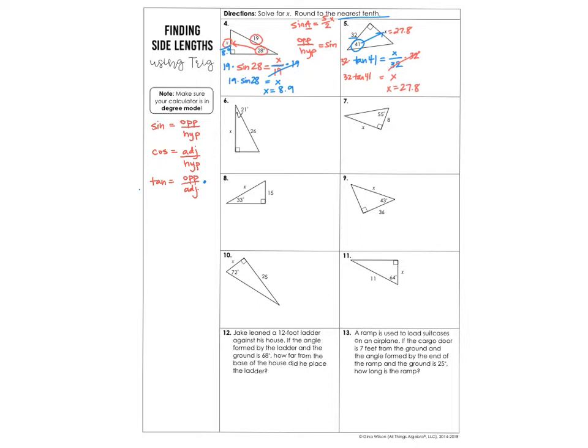Okay, let's look at number 6. Number 6, we're looking at this angle. It does not give us the opposite. It's giving us the adjacent and the hypotenuse. Well, the only trig function that has adjacent and hypotenuse is cosine. So we're finding the cosine of 21. And remember, cosine is adjacent, which is x, over the hypotenuse, which is 26.